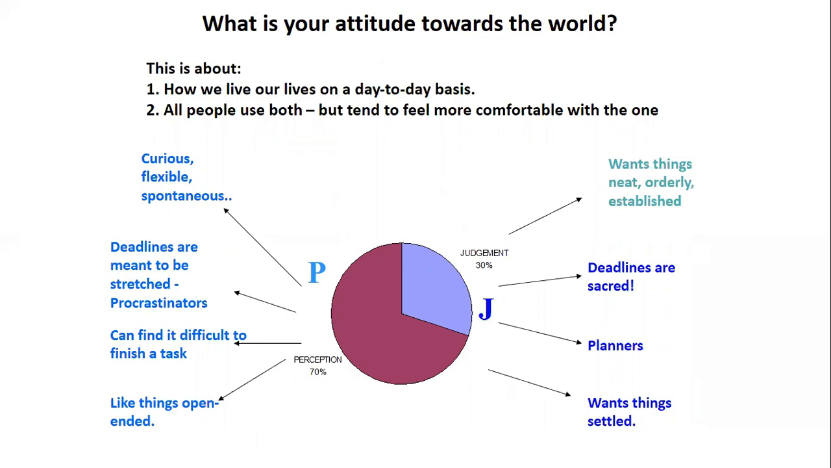So those of you who are higher in perception will be curious, flexible, spontaneous. Deadlines are meant to be stretched. So the perceivers between you are procrastinators. And you can find it difficult to finish a task. Perceivers also like things open-ended, whereas the little judges between us want things neat, orderly and established. They find deadlines sacred. They are very good planners and they want things settled in the end.